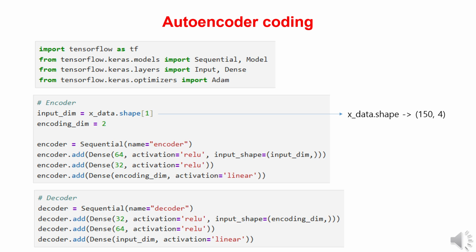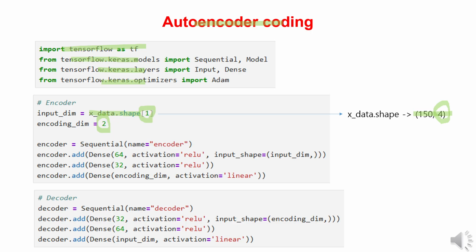Just like we did with PCA, we'll now implement dimensionality reduction to 2 dimensions, using an autoencoder on the same dataset. First, we import the libraries needed for autoencoder coding, such as TensorFlow and Keras. Loading and preprocessing the data is done in the same way as in the PCA example. The shape of X data is 150 by 4, where 150 is the number of samples and 4 represents the number of features in the dataset. We set the dimension of the latent space to 2, so the autoencoder reduces the data to 2 dimensions.